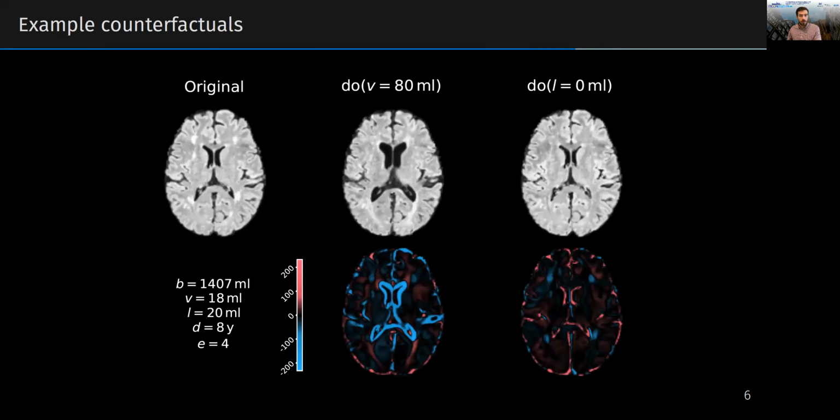Here's an example of two counterfactuals. The original image is on the left, a counterfactual where we set ventricle volume to 80 milliliters is in the center, and a counterfactual where we set lesion volume to 0 is on the right. The difference images between the counterfactuals and the original are below. This shows that our SCM can generate high-resolution, detailed, and believable counterfactuals.